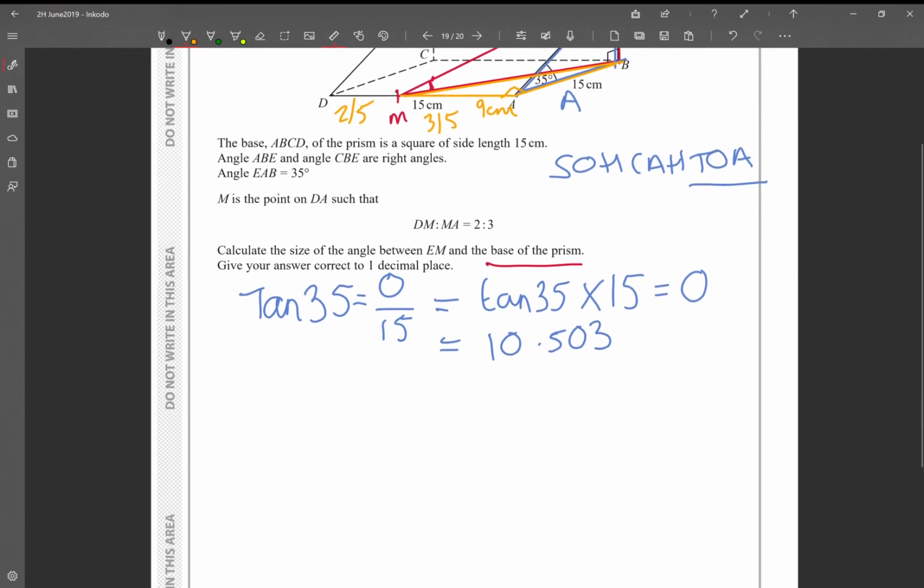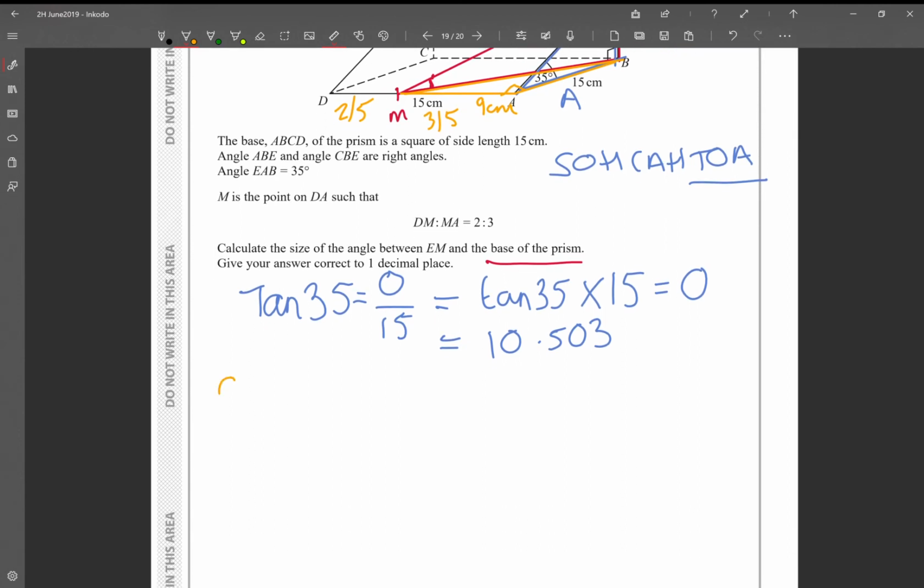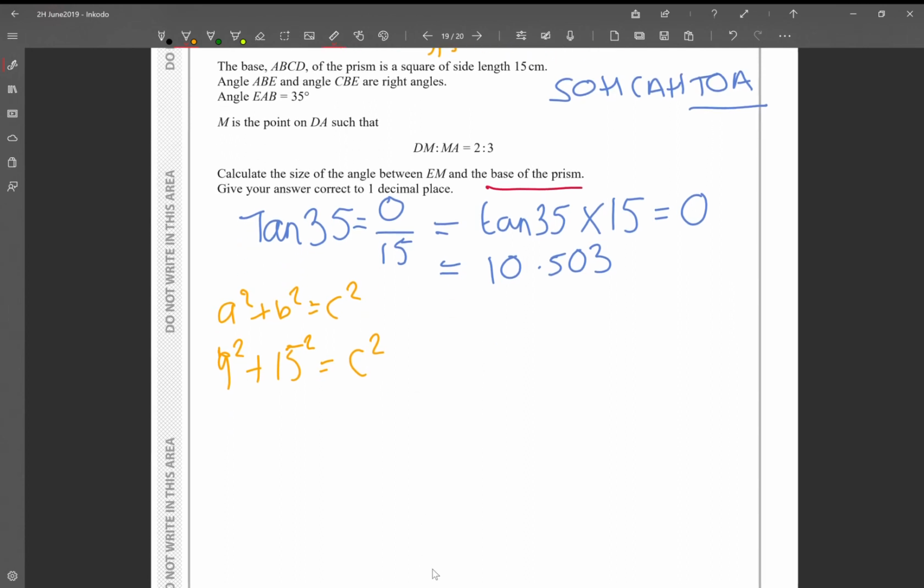So if we're using Pythagoras this time, a squared plus b squared equals c squared. When it's all about lengths, we can use Pythagoras. So 9 squared plus 15 squared equals c squared. We're after c squared. We are after the longest side. And then again on the calculator, 15 squared plus 9 squared, 306. 306 equals c squared. Therefore, the square root of 306 is c.